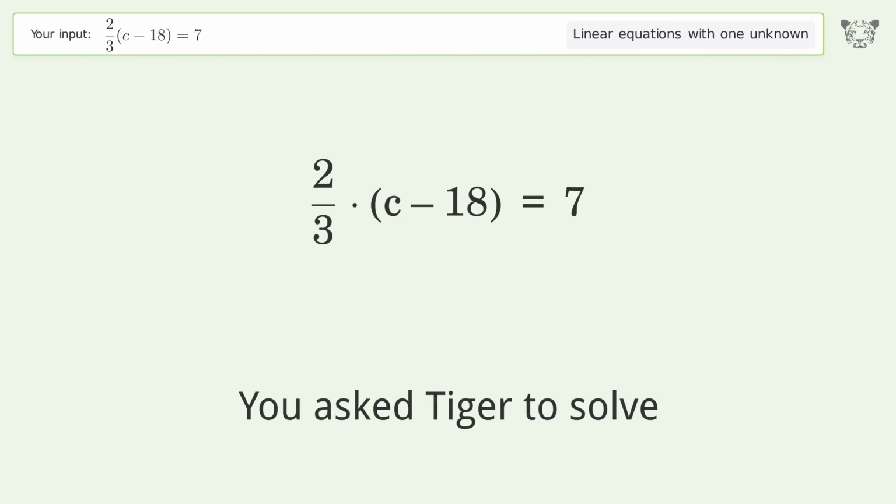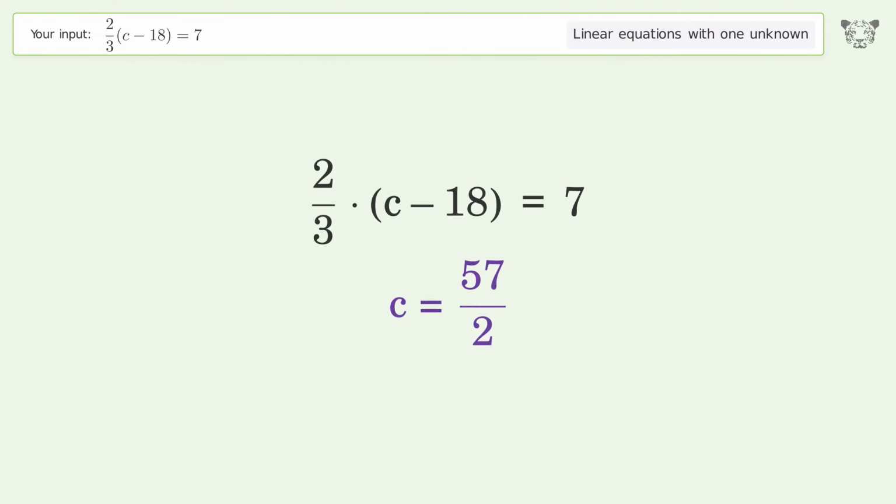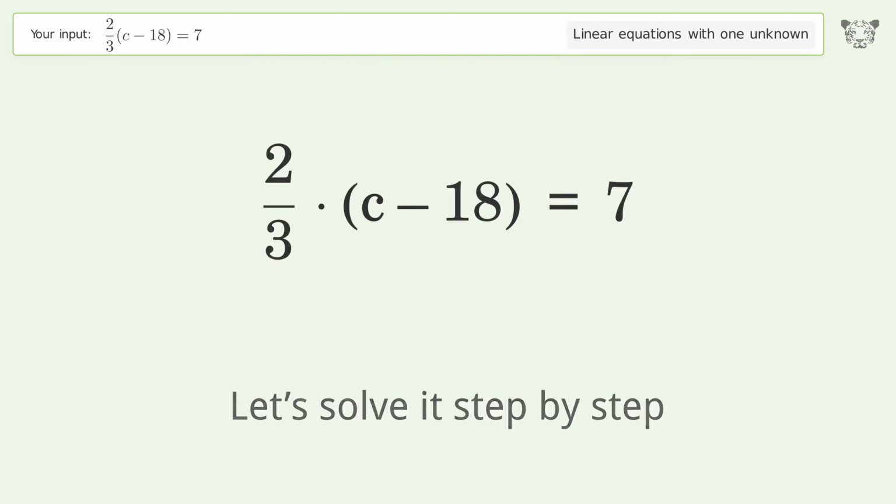You ask Tiger to solve this. It deals with linear equations with one unknown. The final result is c equals 57/2. Let's solve it step by step.